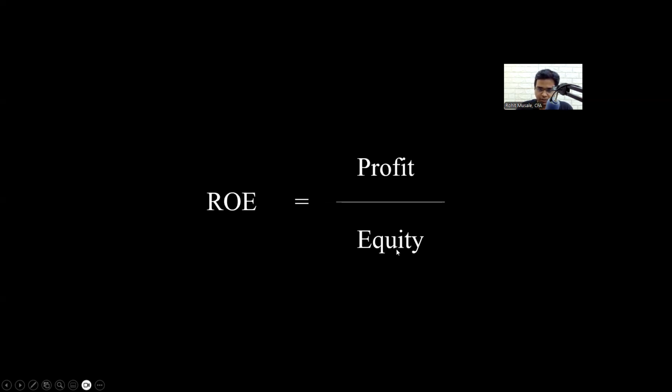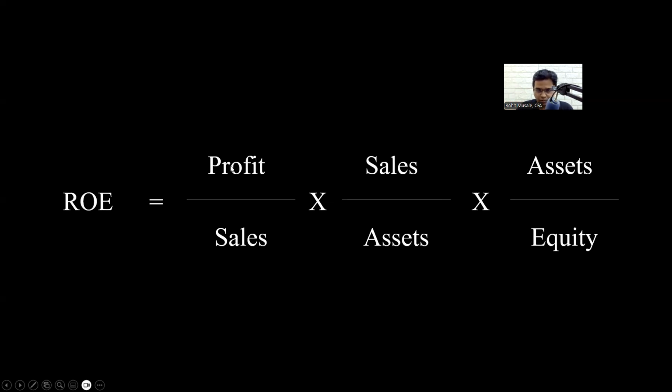If I go back, profit divided by equity, I add two more parameters here: the sales and the assets of the company. So, profit divided by sales, sales divided by assets, assets divided by equity. So sales and sales cancel out, assets and assets cancel out. So you get profit divided by equity. That is how ROE is calculated. By the way, this is called DuPont analysis.